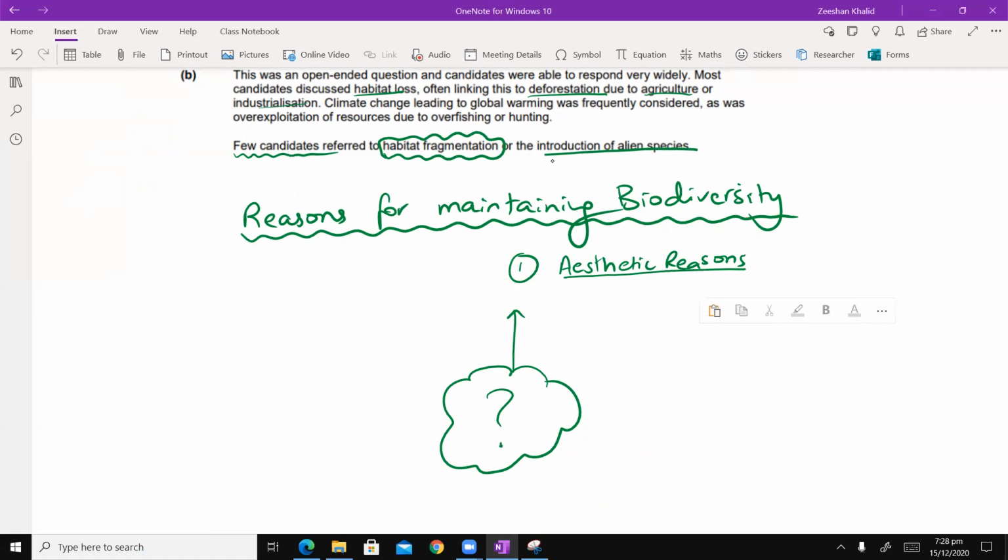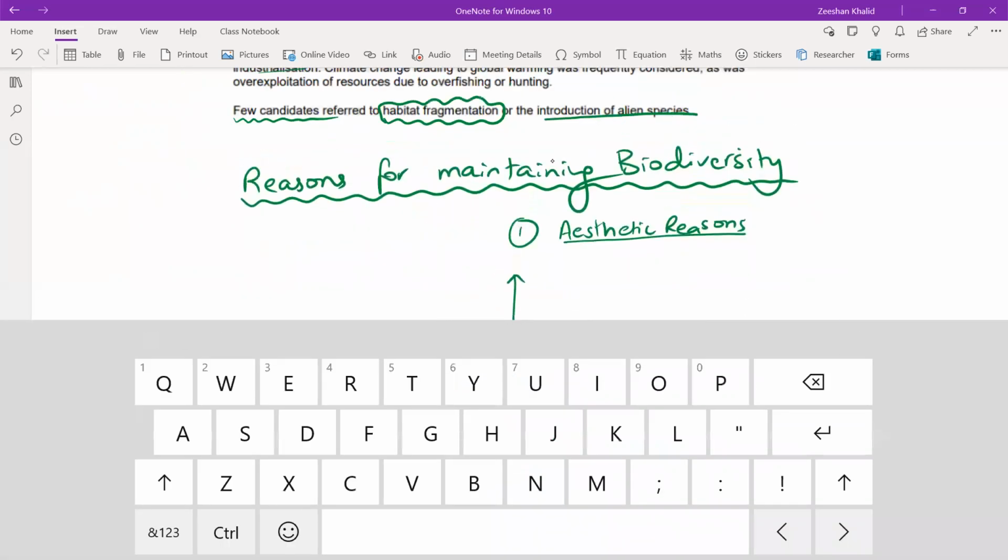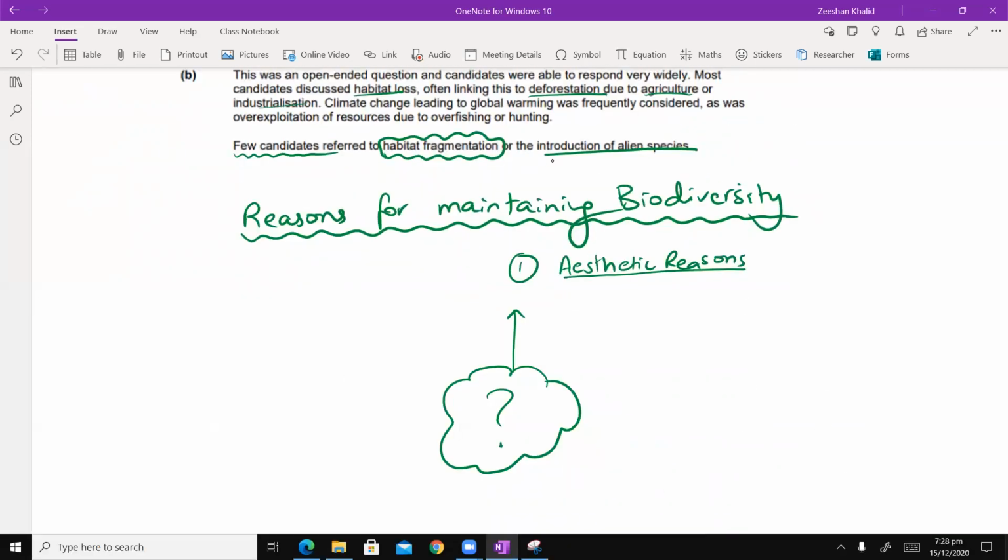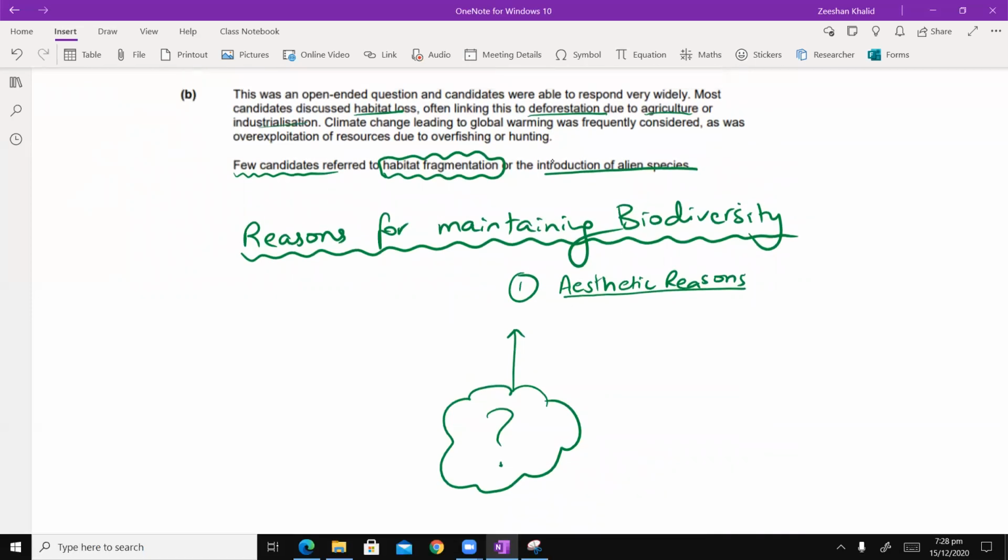So biodiversity is maintained because of aesthetic reasons. मैं आपको इसकी बड़ी simple सी example देता हूँ. You can relate to this example. If you go for a holiday in northern areas and you book yourself a room, the room which has no view is going to be less expensive than the room which has a valley view, for example. You understand what I'm saying? Why is the room with the valley view more expensive? Because people have this aesthetic sense. They want to see and enjoy the beauty of nature, okay?